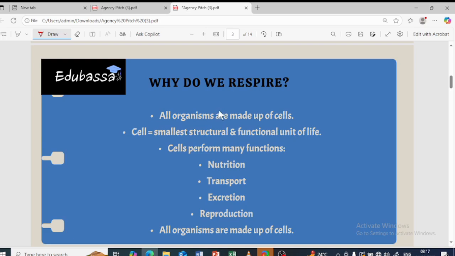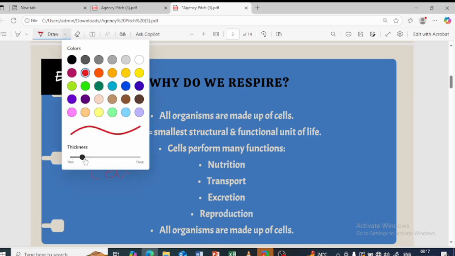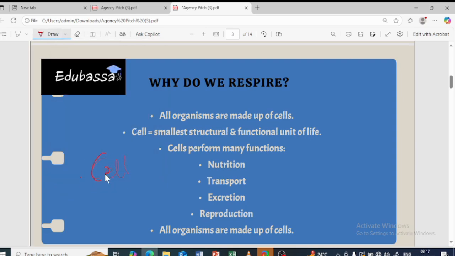Okay, fine. So why do we respire? All organisms are made up of cells, and cells are the smallest structural and functional unit of life. See, what do you mean by cells? Once again, what do you mean by cell?